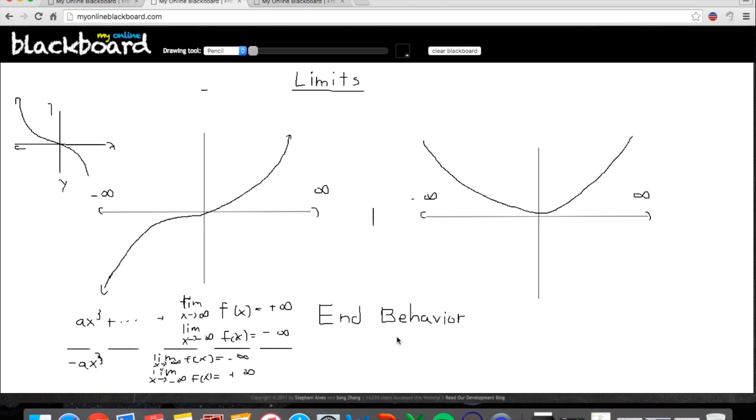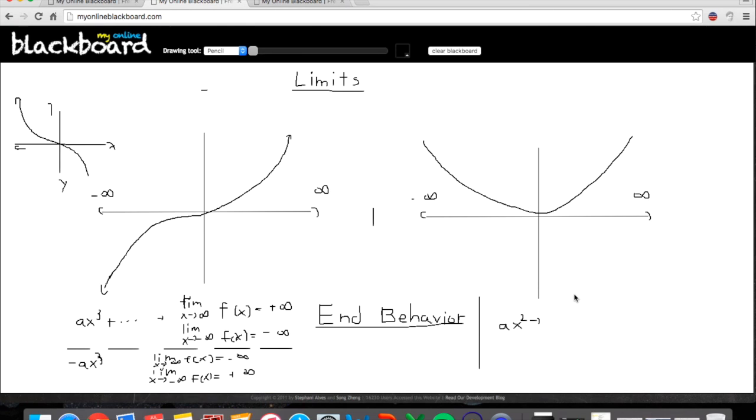Now, that's the end behavior for an odd function. Now let's switch it. Let's say that the highest degree is an even number. So I have ax squared, and the coefficient now is positive. So that is basically what we have here. Just an x squared function with a positive coefficient. If it's positive, it means it opens upward.